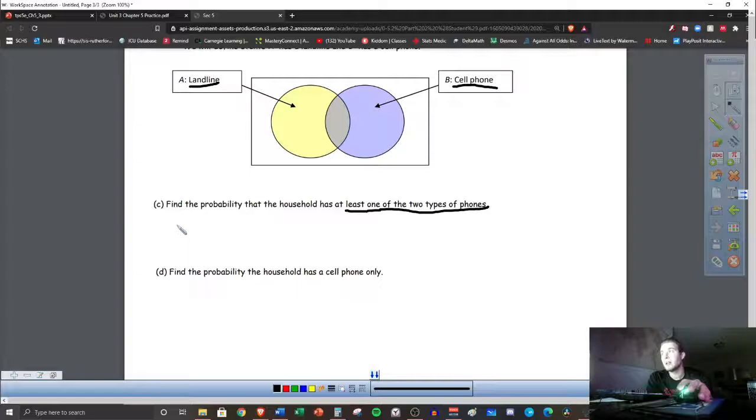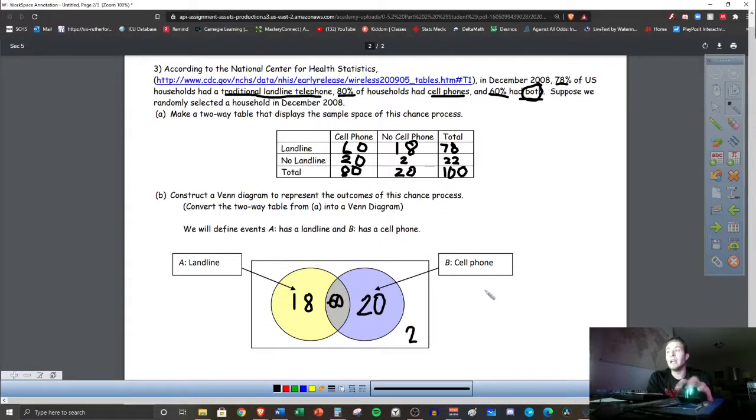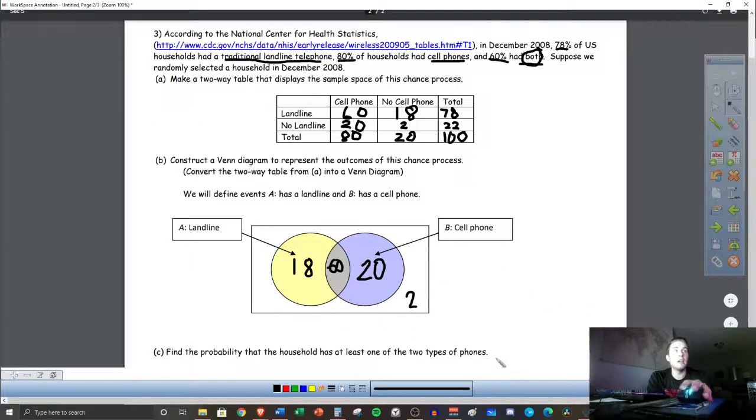Let's write this up symbolically. Probability of a landline or, and we'll use the or symbol here, a cell phone. Now I could have put A and B. Hopefully that's okay, that you don't need me to do that. But this L means landline, C means cell phone. So either of them will work. And you can choose which one of these you want.